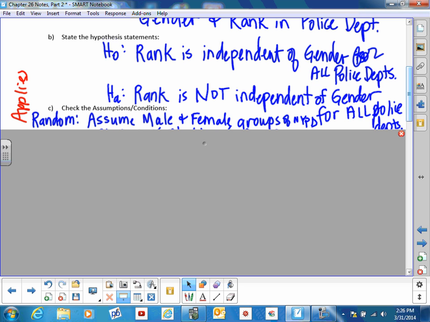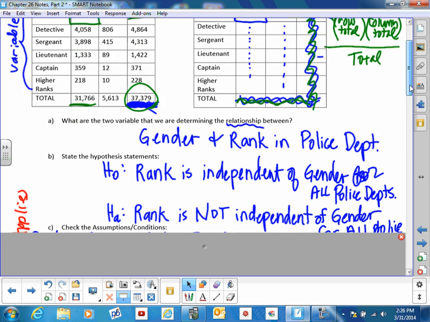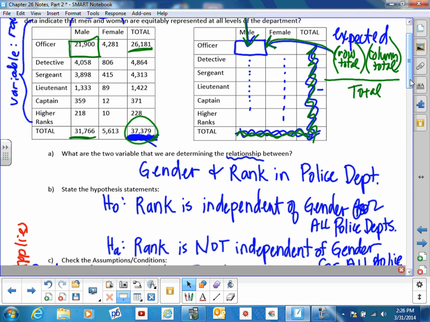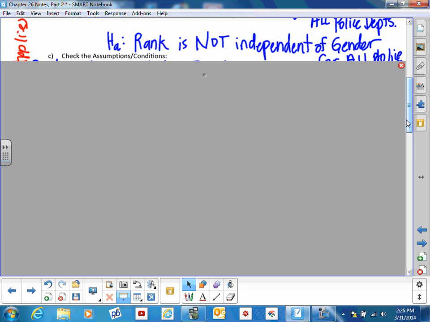How many groups are we going to be referencing on this problem? Do you want to reference it by detective, sergeant, lieutenant, captain, or higher ranks, or do you want to reference it as the male group and the female group? Do you see this problem more as, if we find a significant difference, gender will be influencing the rank, or the rank would be influencing your gender? I'm pretty sure it's going to be your gender influencing your rank, so I'm going to go with defining my groups by gender. So if I have 2 groups, my conditions better be about 2 groups.